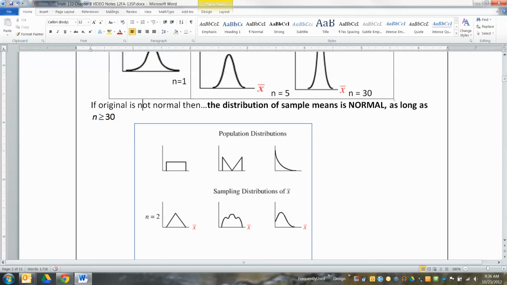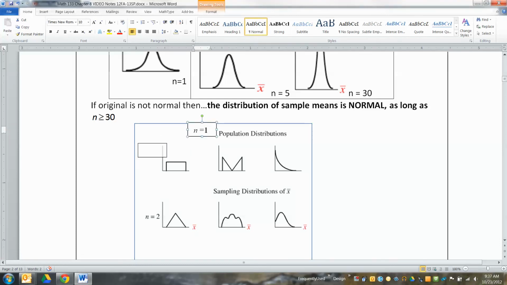All right, if the original distribution was not normal, let's suppose it was something just awful, right? So it made this kind of shape, like a box. That's a uniform distribution, right? Or whatever this is, it looks like an absolute value distribution. And then exponential, whatever, whatever yucky thing it was. So those are the original ones for n equals 1 up here. I just wanted to make a note right here.